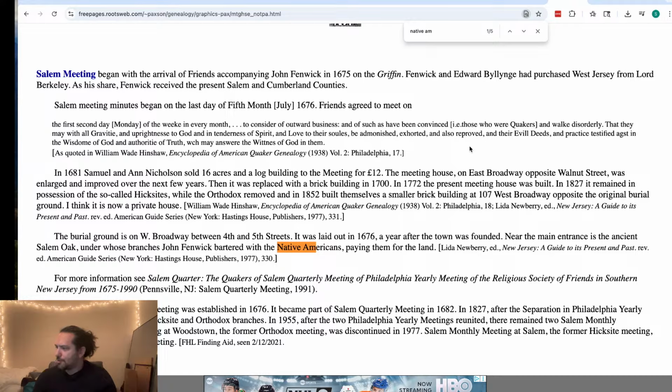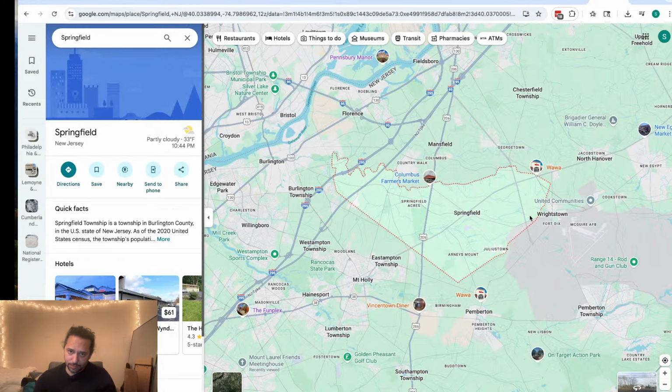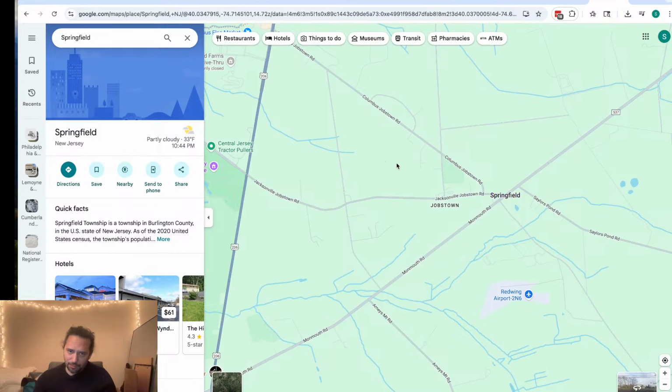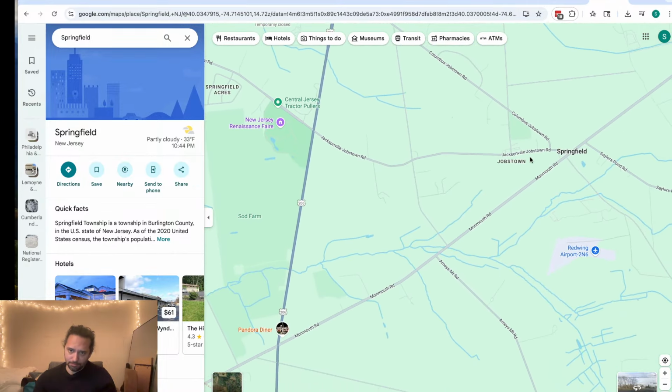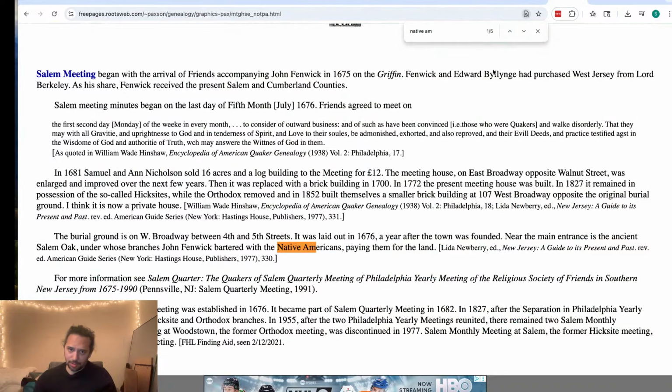There you go. The Philadelphia. Yeah, that makes sense. A lot of early meeting houses were log structures. Yep. Stands to reason. Is there a meeting in Springfield, New Jersey? I guess there were 3, right?